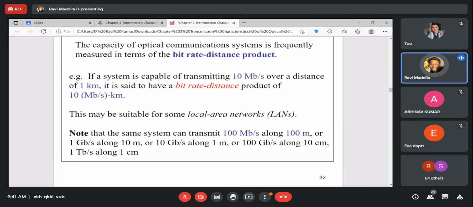So if we think about this 100 Mbps for a distance of 100 meters, then the product remains the same. It is 10 Mbps kilometer. Okay. And same is for 1 Gbps along 10 meters or 10 Gbps along 1 meter or 100 Gbps along 10 centimeters. So 1 terabit per second for a distance of just 1 centimeter.